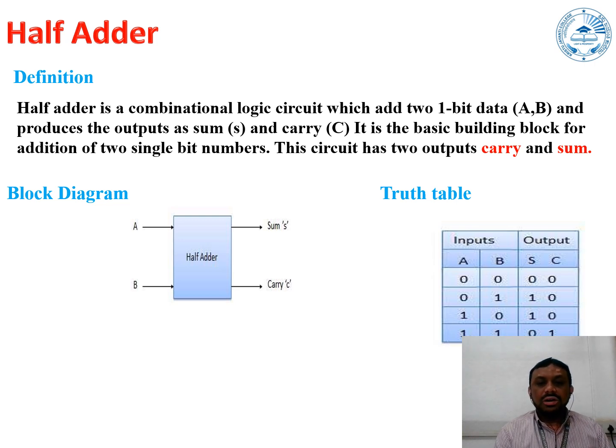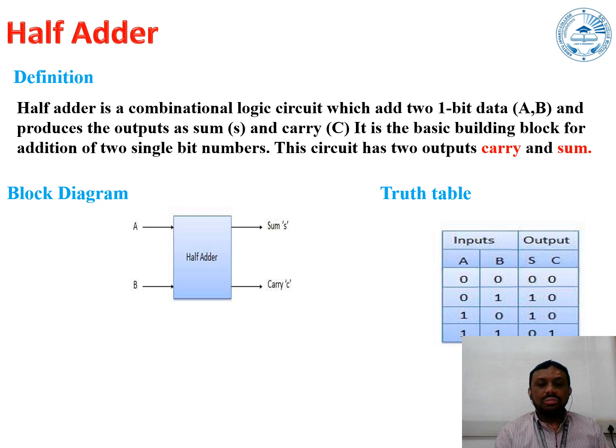Now since the inputs are two, I can have four possible combinations. That is 0 0, 0 1, 1 0 and 1 1. So we'll add them. 0 plus 0: sum is 0 and we know that the carry is not generated, so carry is 0. 0 plus 1: sum is 1, carry is 0. 1 plus 0: sum is 1, carry is 0. 1 plus 1: sum is 0 and carry is 1.